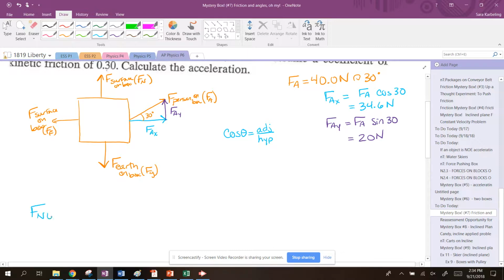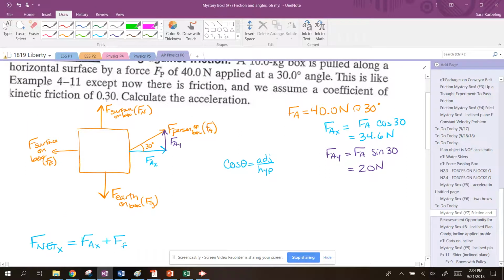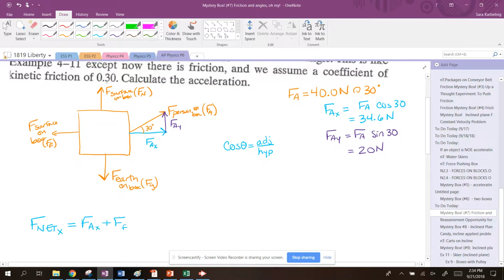So I'm going to write F net in the x, and we're just going to practice this because it's good stuff to do. What forces are acting in the x direction? FAX. Anything else acting in the x direction? Friction. Is the box accelerating in the x direction? We think it might be because it says that we're going to calculate the acceleration. You told me that we're going to calculate the acceleration in the x direction. So I think probably it is.